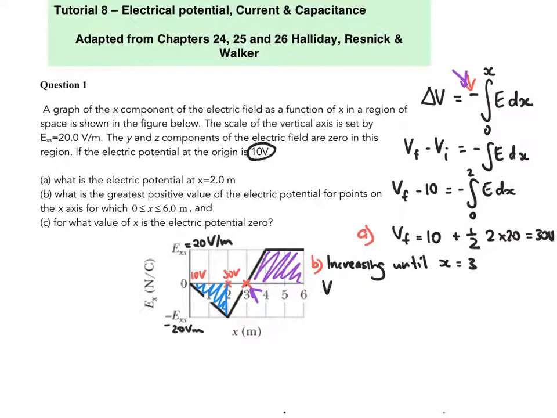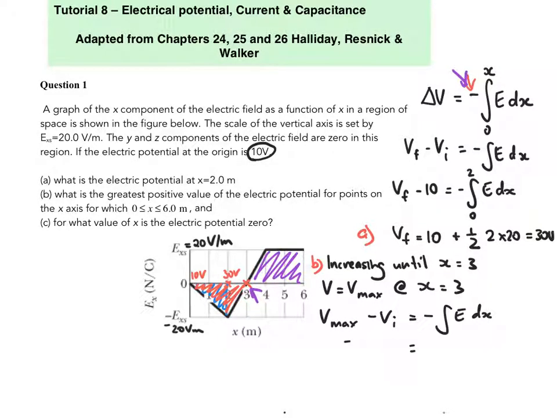We can just say that the potential equals V max at x equals 3. Then we can just use our equation, V max minus V initial equals negative integral E dx. So again, we're trying to find an area, but now we're trying to find this area, the area under the curve between 0 and 3 meters. So we can find that area under there.